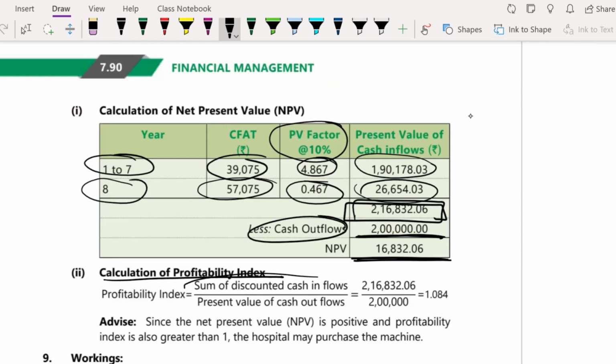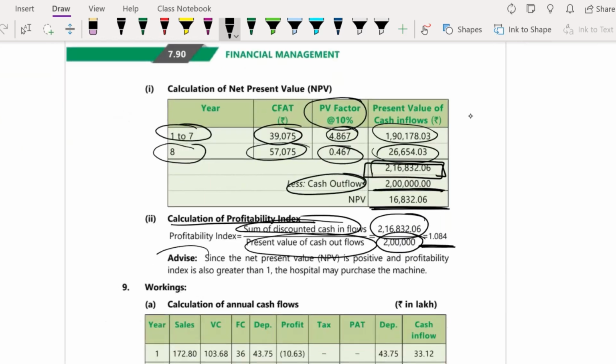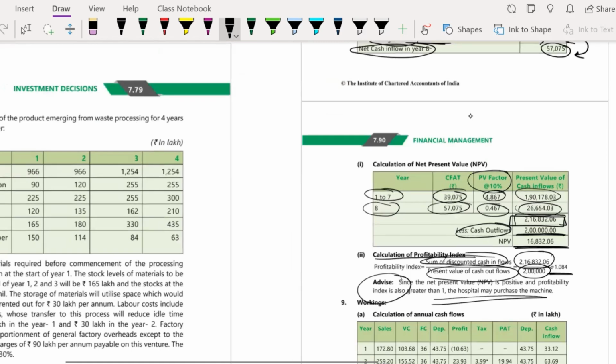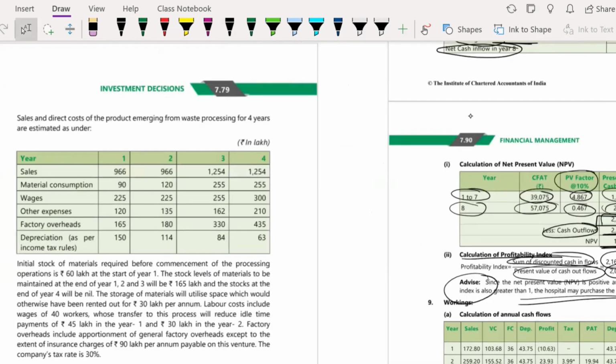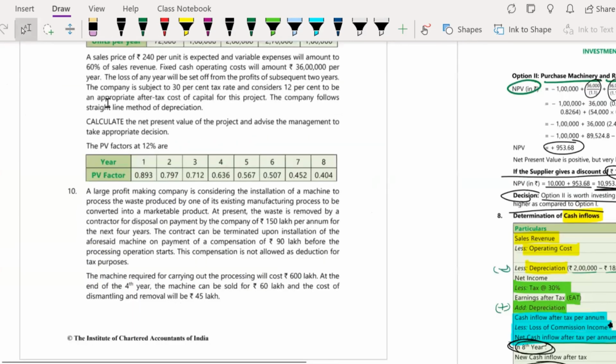Profitability index is nothing but sum of your discounted cash flows divided by present value of cash outflows. So it is nothing but 2,16,832 divided by 2 lakhs. So it is 1.084. So if your PI is more than 1, then you can take up the project. So here the advice will be that you can take up your project since the PI is also good and the NPV also good. Okay. Yes. So is this question also clear?